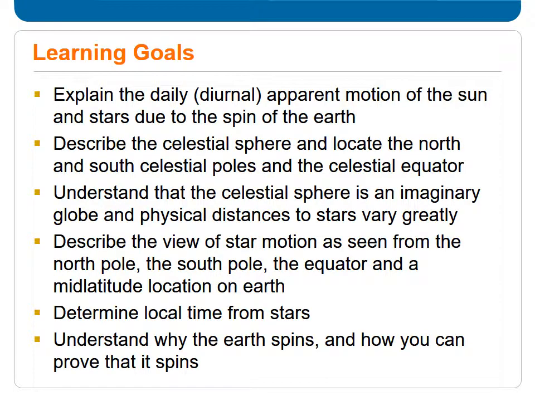The learning goals are to be able to explain the diurnal, that is daily, apparent motion of the stars and the sun due to the spin of the Earth, and to describe the celestial sphere and locate the north and south celestial poles and the celestial equator, to understand that the celestial sphere is an imaginary globe and physical distances to stars vary greatly, to describe the view of star motion as seen from the North Pole, the South Pole, and the equator, and at a mid-latitude location on Earth, to determine local time from stars, and to understand why the Earth spins and how you can prove that it spins.